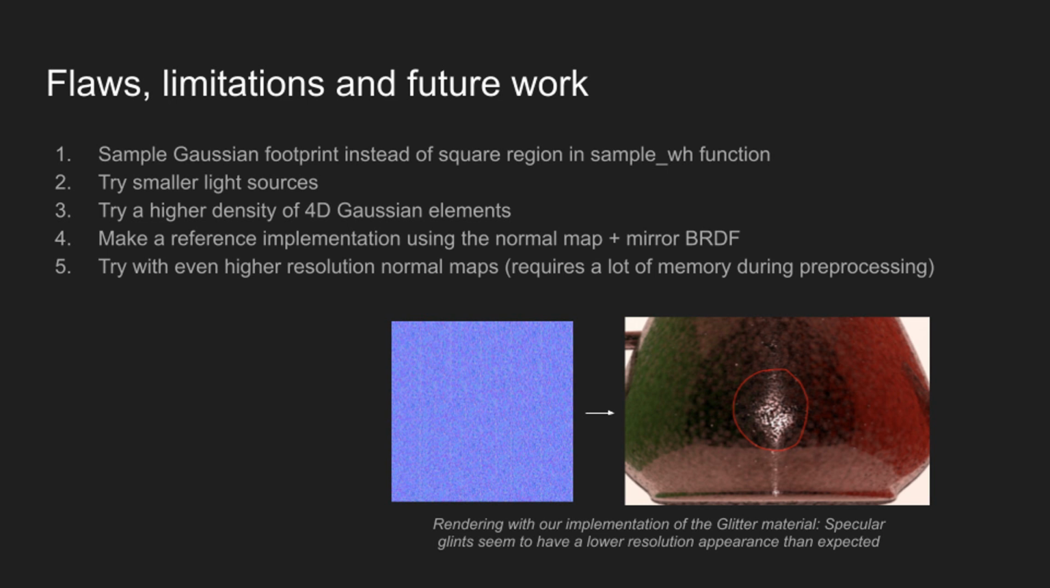Another thing influencing the appearance of effects can be the resolution of the normal map used in pre-processing. We have worked with mainly 8000 by 8000 normal maps. However, in the paper they mention high-resolution normal maps of even 200,000 by 200,000. Note that this also requires a great amount of memory during pre-processing.